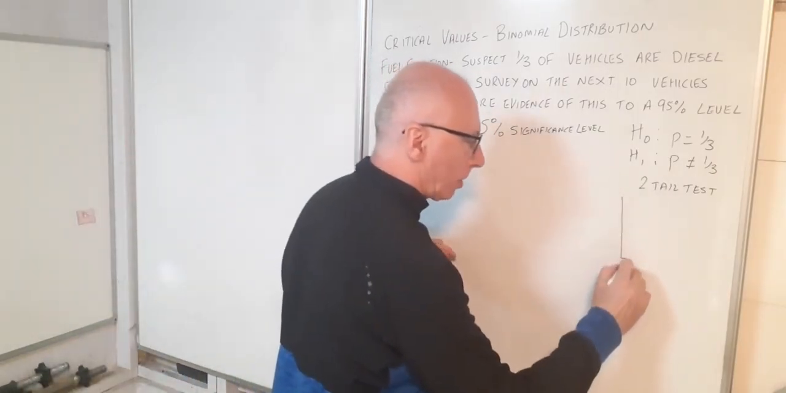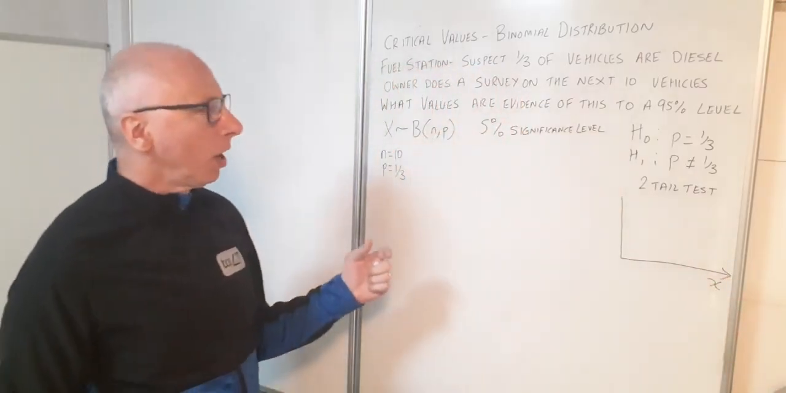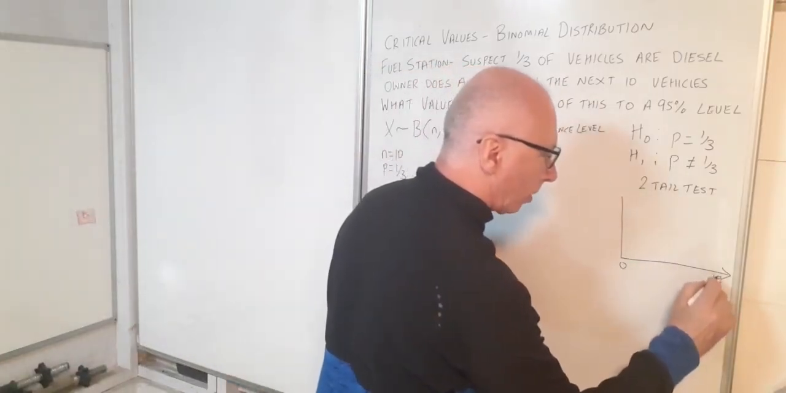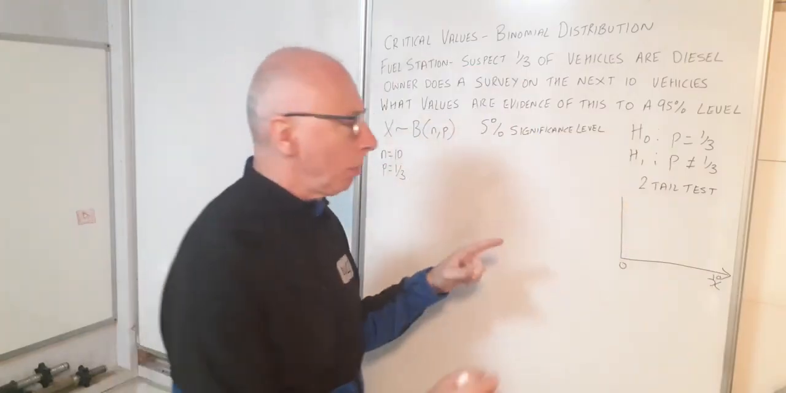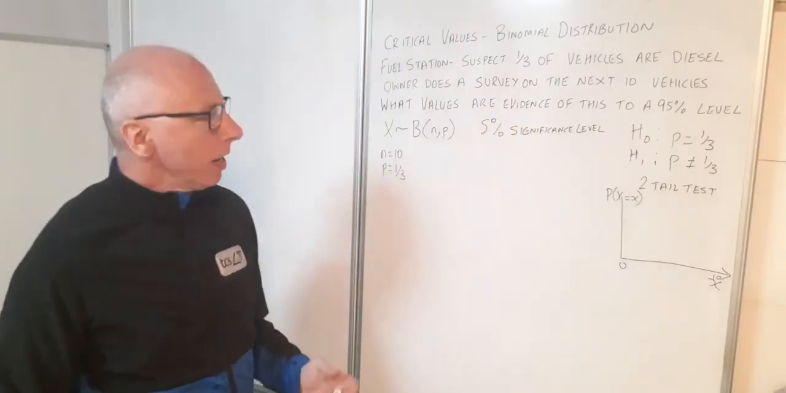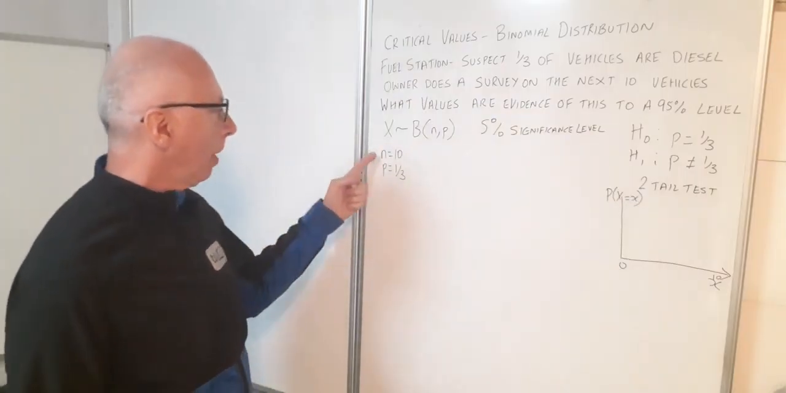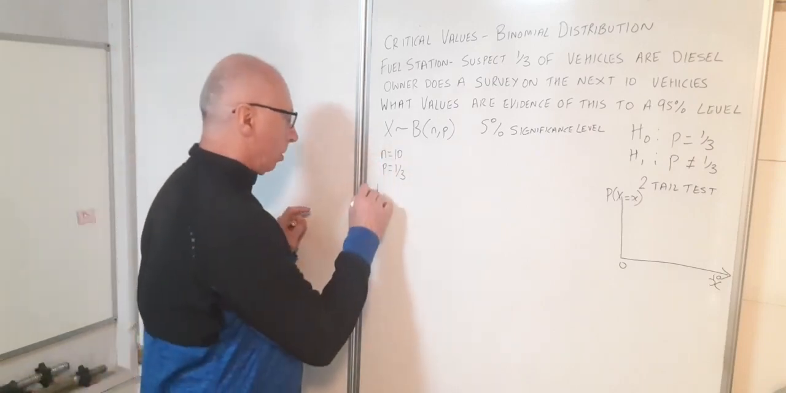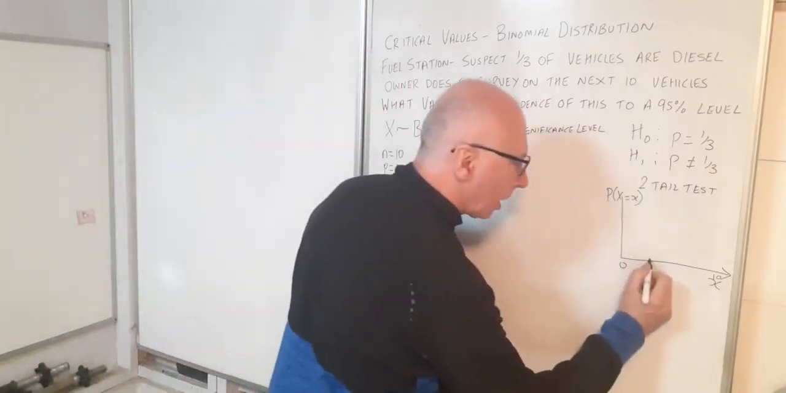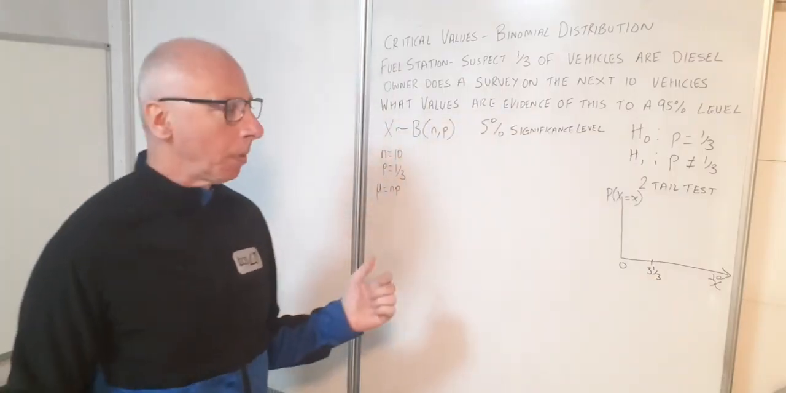So this will represent my binomial distribution, where x would be our number of vehicles from 0 to 10. So that will range from 0 all the way up to 10 up here. And the scale here is the probability that X equals x. Now, to find the centre or the mean of this distribution, we just multiply n by p. So mu equals np. So 10 times a third is going to be 3 1/3.